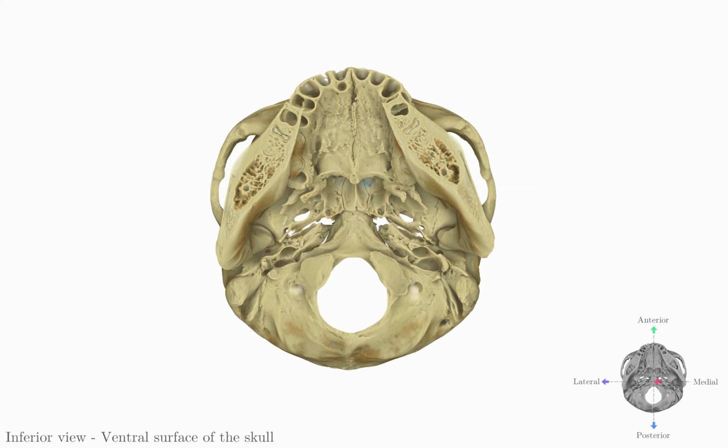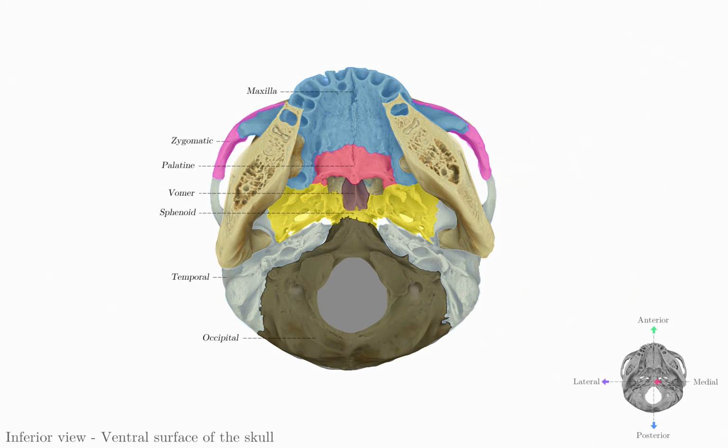Lastly, in the inferior view, you can see the maxilla, zygomatic, palatine, vomer, and sphenoid bones. You can also see the temporal, occipital, and mandible bones.